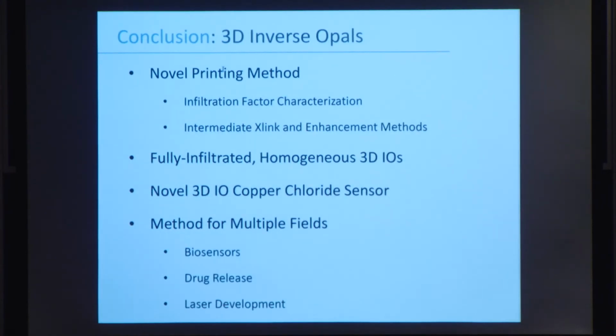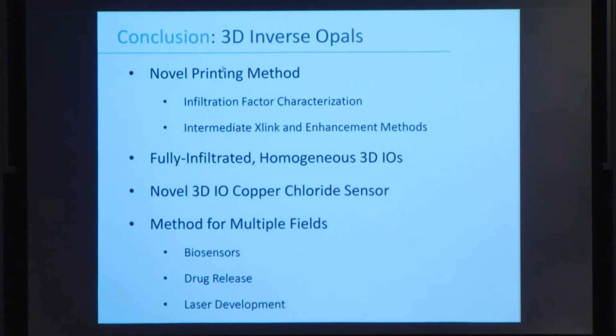So now we can go to our conclusion. What we've done throughout the study is we've created a novel printing technique for creating 3D inverse opal structures. And through this, we've studied a lot of different factors involved in infiltration. And we've come up with general understandings of how these factors relate on a big scale, and structural retention and mapping of these features on 3D scales that haven't been done before.